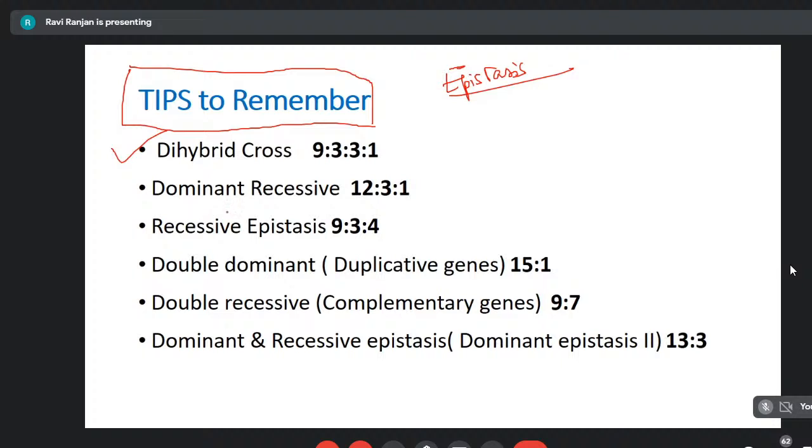Now dominant, I'm sorry, this is dominant epistasis, okay? So dominant epistasis, the ratio is 12:3:1. We have just seen in dominant epistasis the example of leghorn's color, that is colored and white type of wing, and the C and I genes, where the capital I gene is inhibiting the expression of the small i. So we have got 12:3:1 ratio, right?